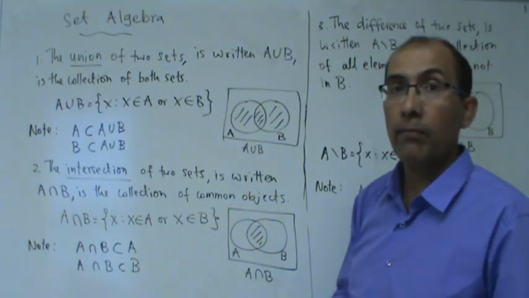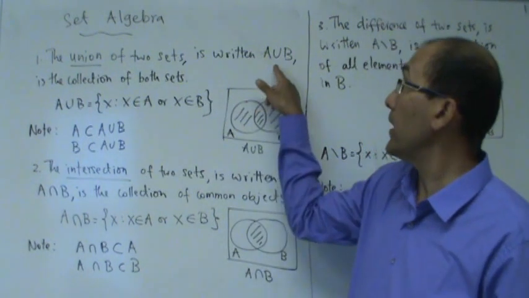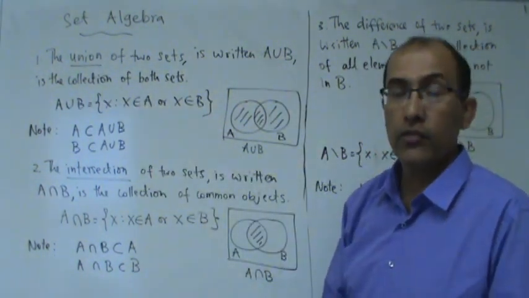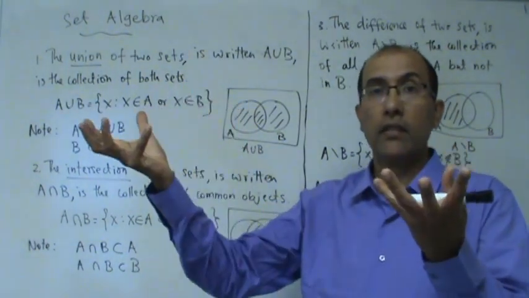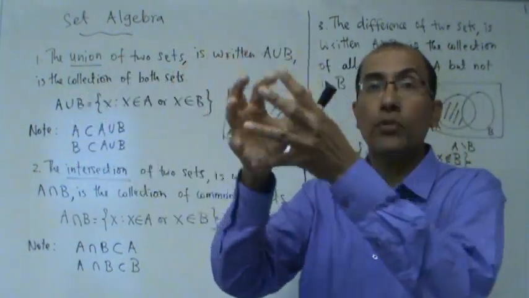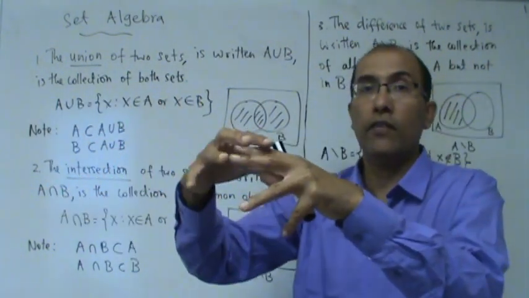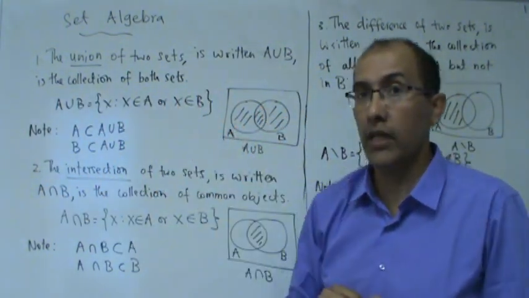Sometimes we call it cup and cap. Anyway, it's written A union B, and it's the collection of both sets. So you have a set A here, you have another set B here. The union is when you put them all together and you get a big set that has everything from A and everything from B, and you have your union set.